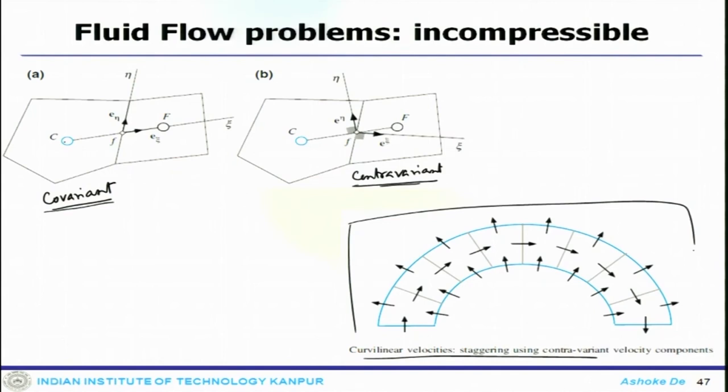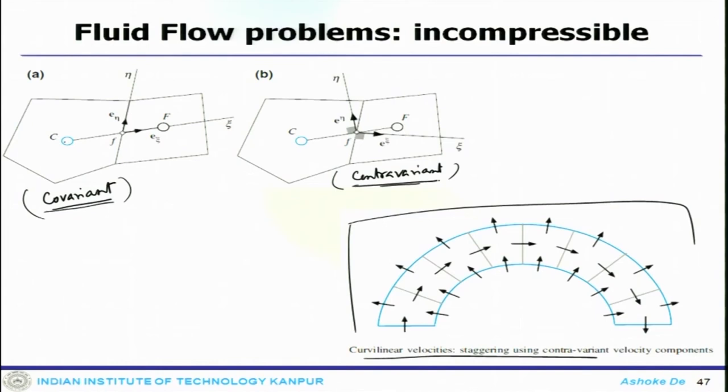So, the idea is that whenever you have some geometric complexity or it is not a regular geometry, you can always transform that to a regular geometry, or rather your system has to take care of those covariant and contravariant components. Now, the thing is that this may lead to some complications when discretizing the momentum equations in the curvilinear coordinate system, due to the increased complexity in the treatment of all the conservative terms.